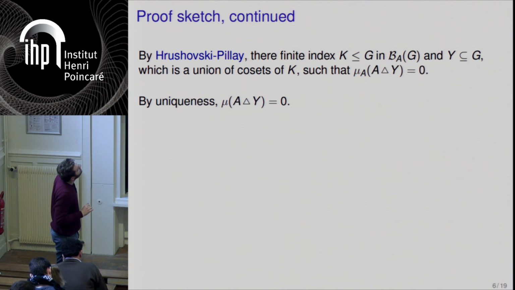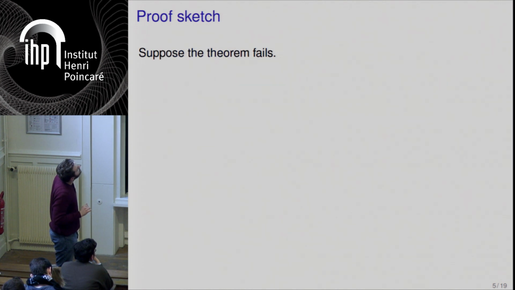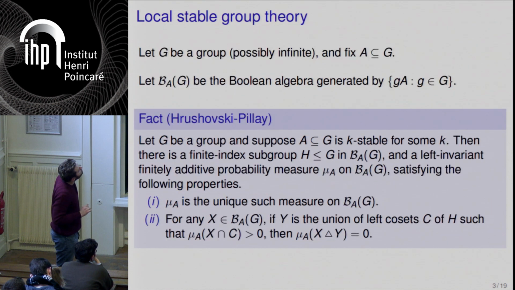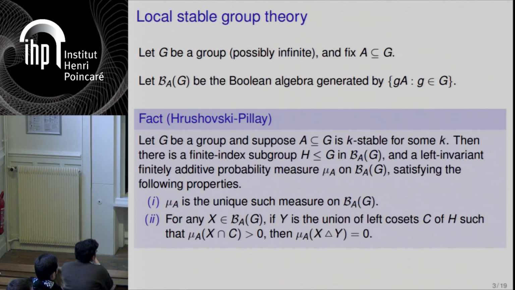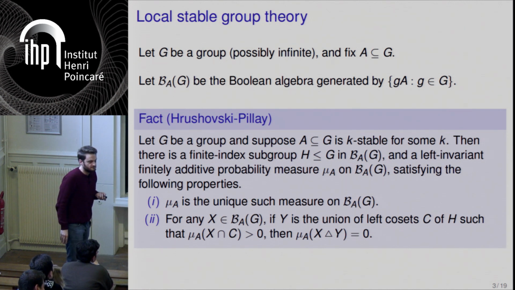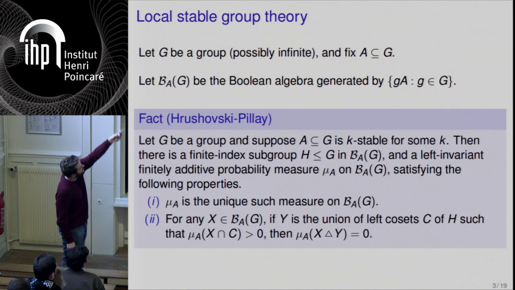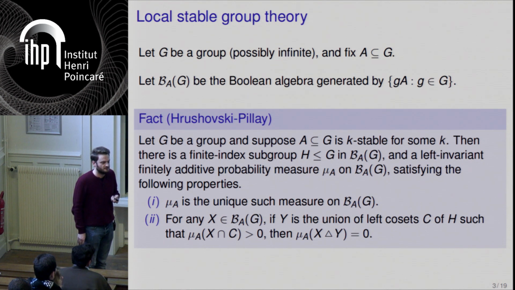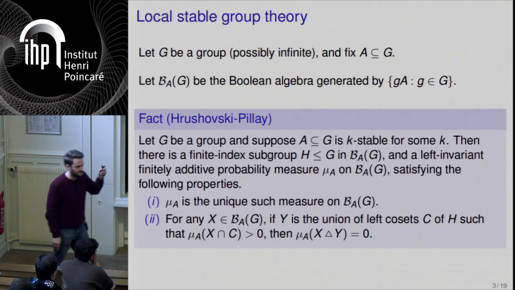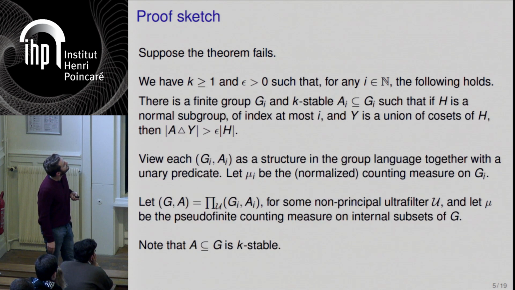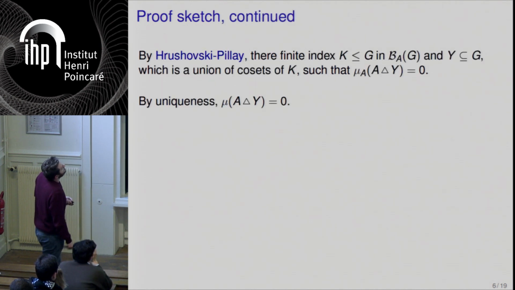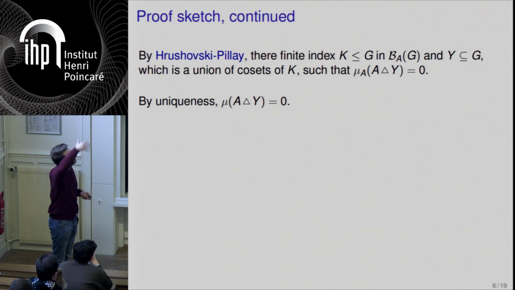Recall this theorem. Why do we have this measure 0? I get measure 0 plus the measure's unique. But what's the context? What about the assumption? I'm in a group and I have a k-stable subset. So yeah, it's a few assumptions to get this to work. Okay, and so this unique measure is 0, and so the pseudofinite counting measure is also 0.